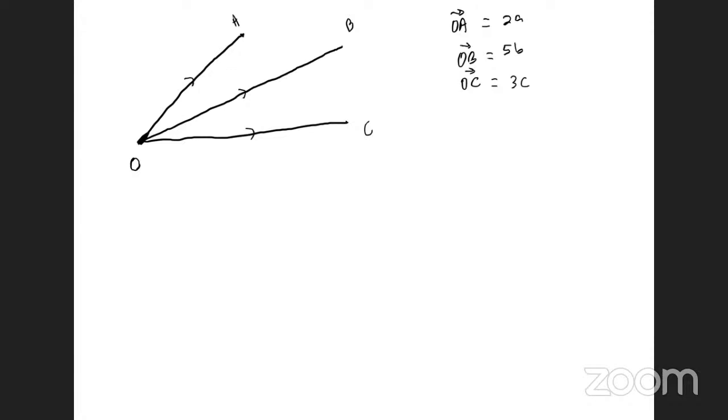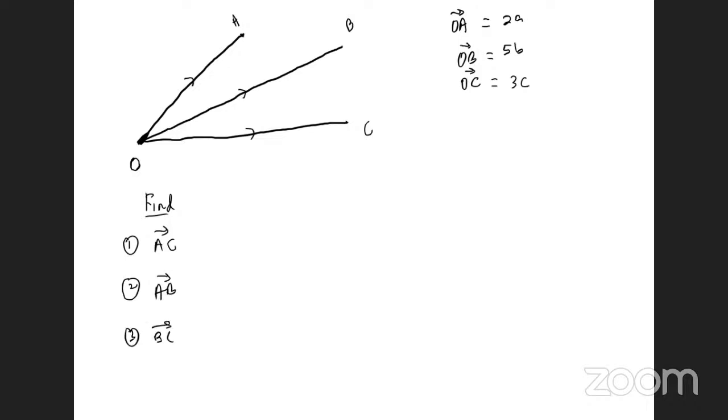All right. Let's see if we could find a few things. Number one, let's see if we could find AC. Number two, let's see if we could find AB. Let's see if we could find BC.